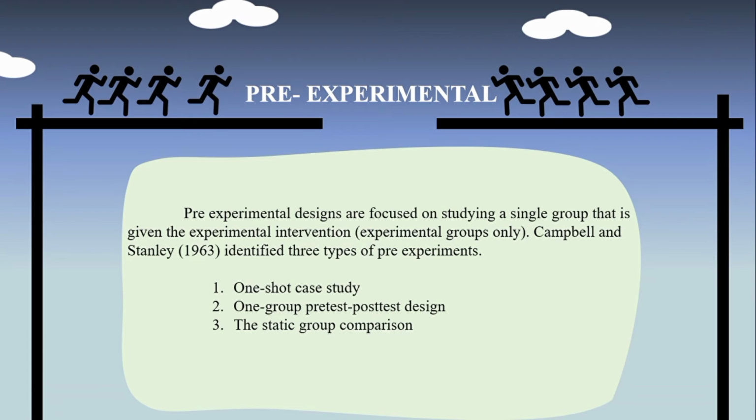Pre-experimental. Pre-experimental designs are focused on studying a single group that is given the experimental intervention, or experimental groups only. Campbell and Stanley 1963 identified three types of pre-experiment. The first is one-shot case study, the second is one-group pretest, post-test design, and the third, the static group comparison.